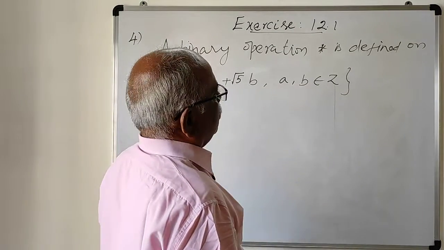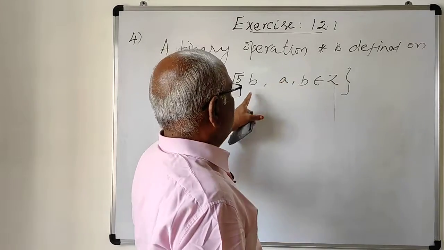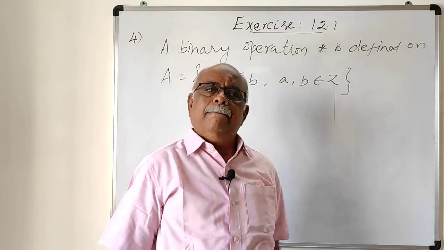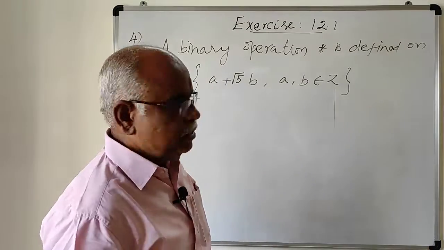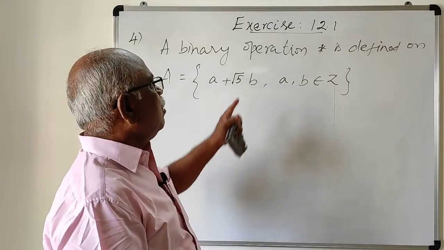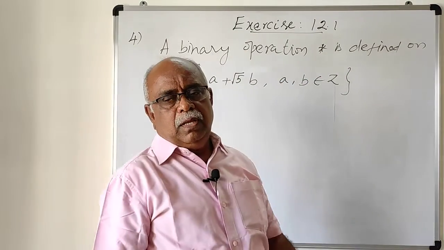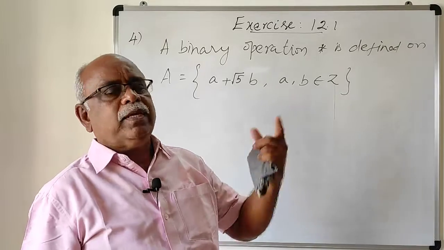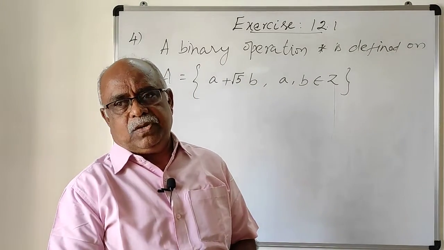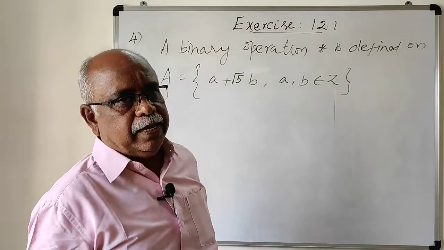We have to check whether the star is binary on A. That means if you consider any two elements in the set A, after applying the operation, the resulting element is also in the set A. We have to prove it. If it is so, then we can say star is binary on the set A.